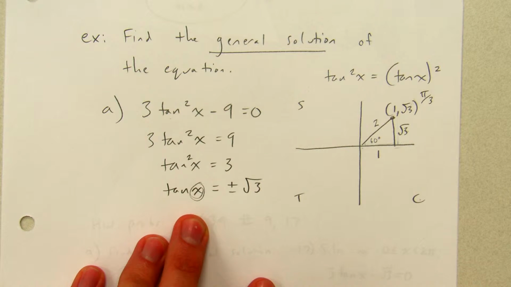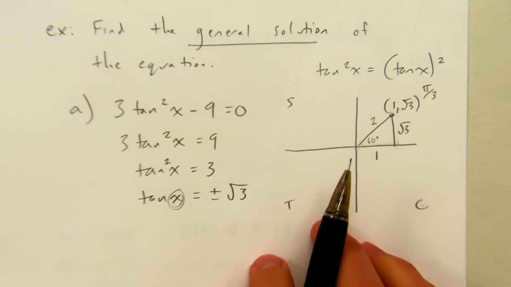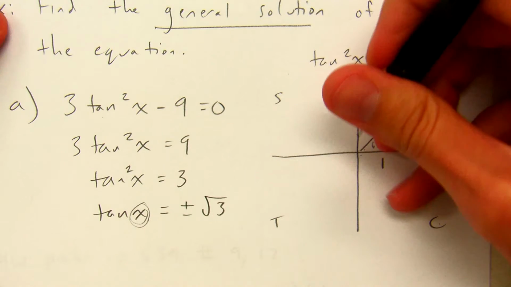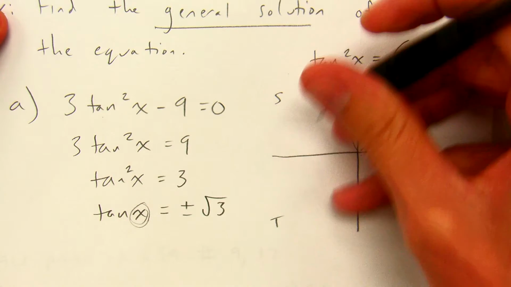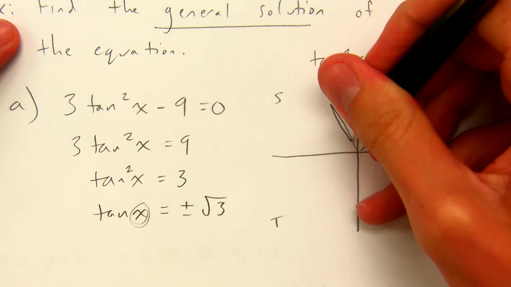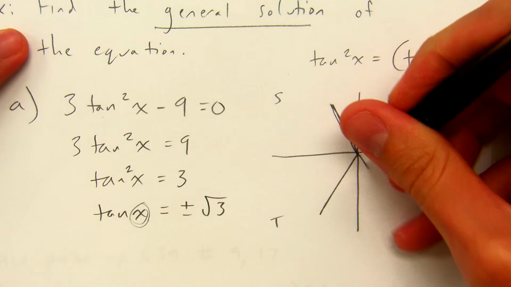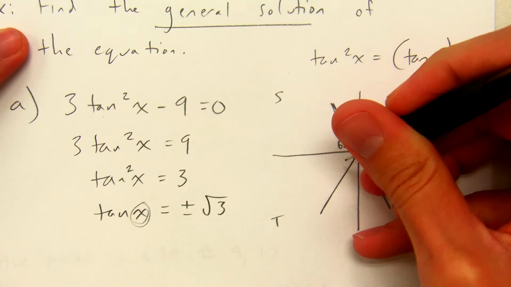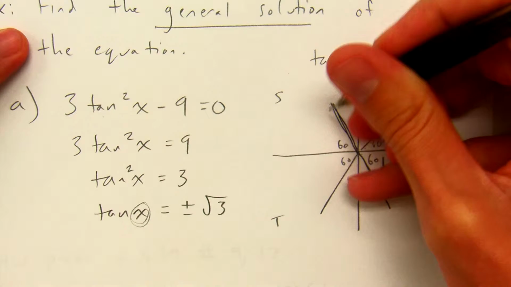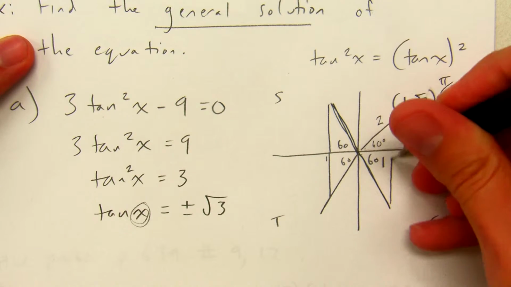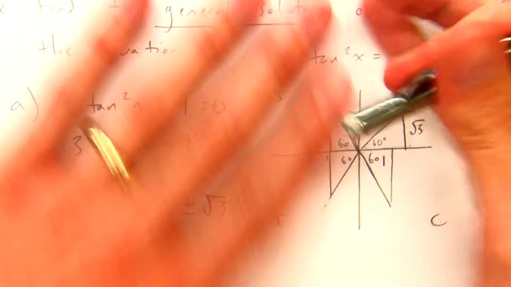Now because I decided that there's going to be a solution in each of my 4 quadrants, I'm going to go ahead and draw that 60-degree angle. Since I know it's 60, I'll draw it more to scale. In each of my 4 quadrants there's a 60-degree angle, and these are all going to have tangent values equal to plus or minus root 3.